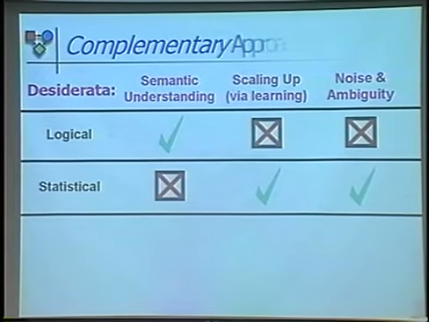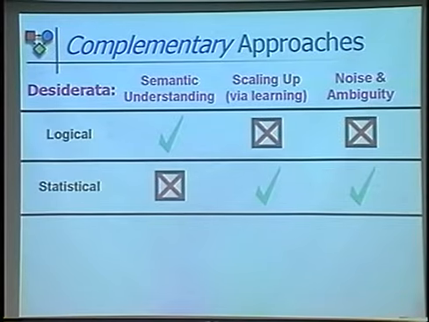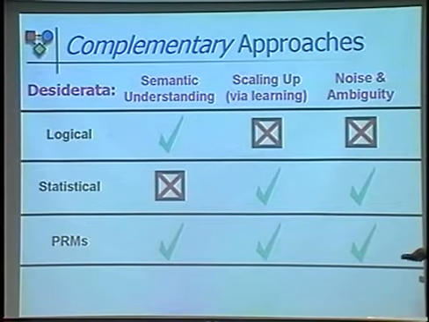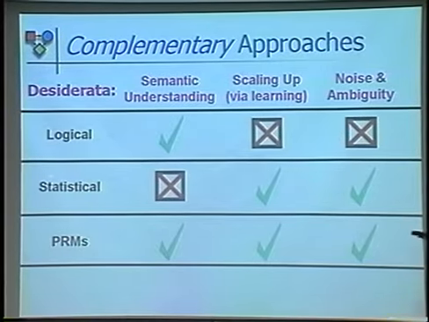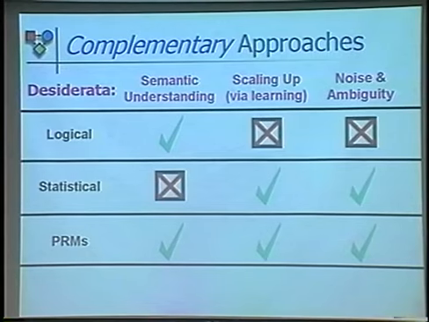And what I hope to convince you is that these are not competing approaches. These are actually complementary approaches. And by having some kind of language that combines both semantic objects and relations between them on the one hand, and statistics and the ability to learn from data on the other, you might be able to actually have a framework that achieves all three of these goals.